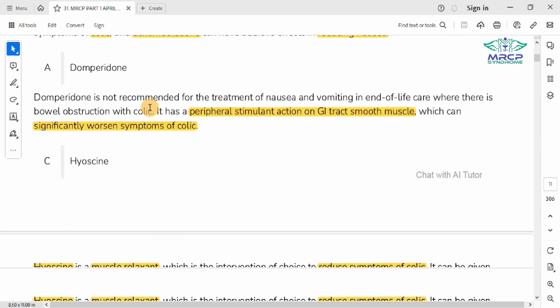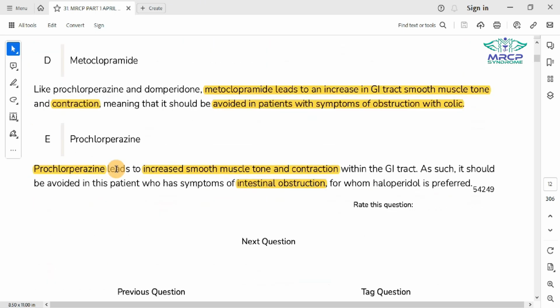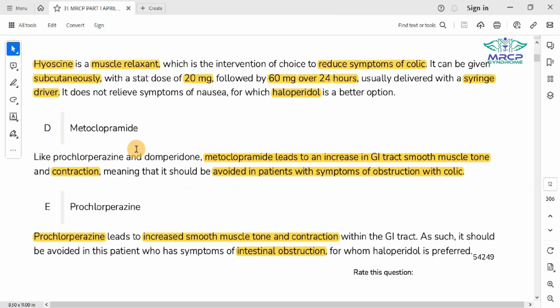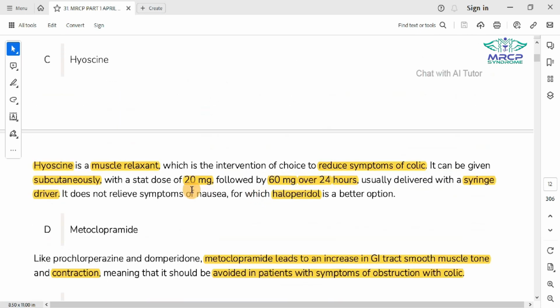So domperidone, metoclopramide, and cyclizine have a gastroprokinetic effect. So they are usually avoided with symptoms of obstruction with colic. And hyoscine is only suitable for managing the features of colic. This is not suitable for the management of nausea and vomiting.